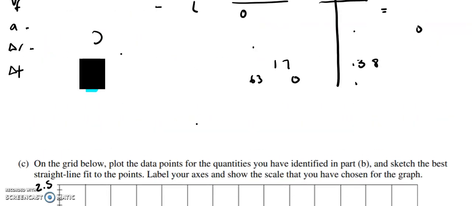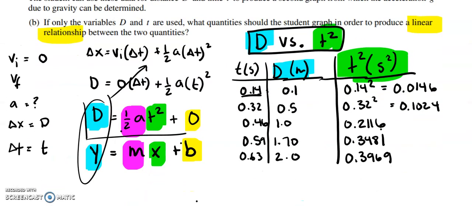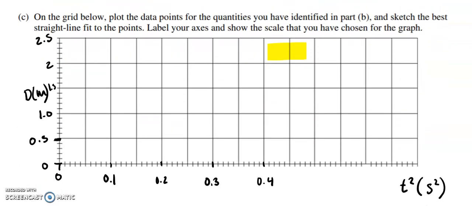So our first data point, let me just scroll up, is, okay, so this is just going to be our first data point, is 0.1 for D and 0.0146 for t squared. So let's scroll back down to that. And again, because we're graphing D versus t squared, so we'll do 0 point something in here, and then something in here. Cool. Our next data point, D is right about 0.5, and t squared is just a tiny bit over 1. So it's going to be about right here.